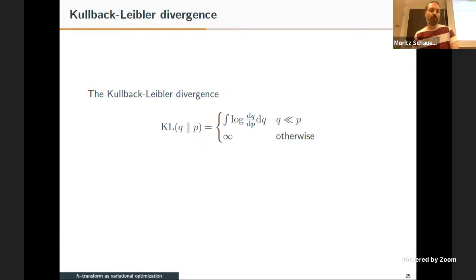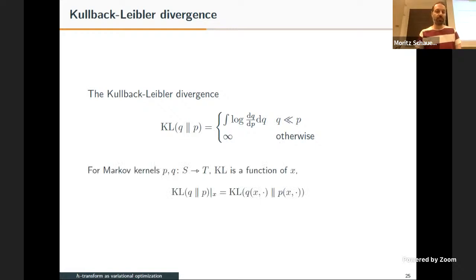Okay, so now the connection to optimization. I'm introducing the Kullback-Leibler divergence. It's just my notation for Kullback-Leibler divergence. It's the integral over the log density between some Q and some P. And if Q is dominated by P, then I can integrate and I have this density. And if not, then I'm setting it to infinity. So you think of this as an asymmetric distance, and the distance is infinity if Q is not dominated by P. So if this likelihood ratio does not exist.